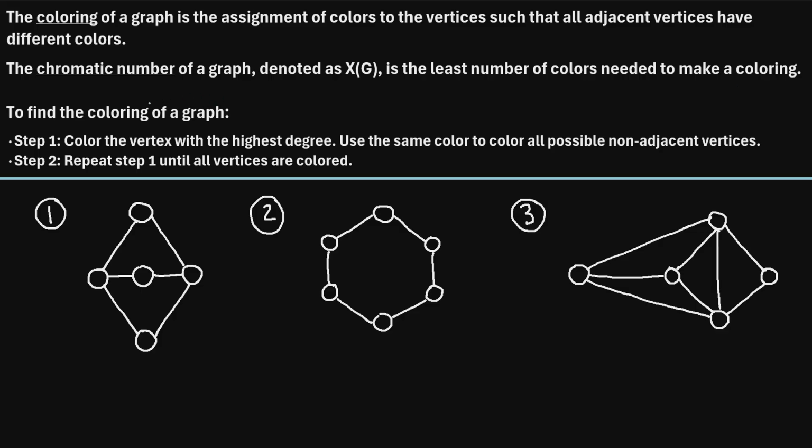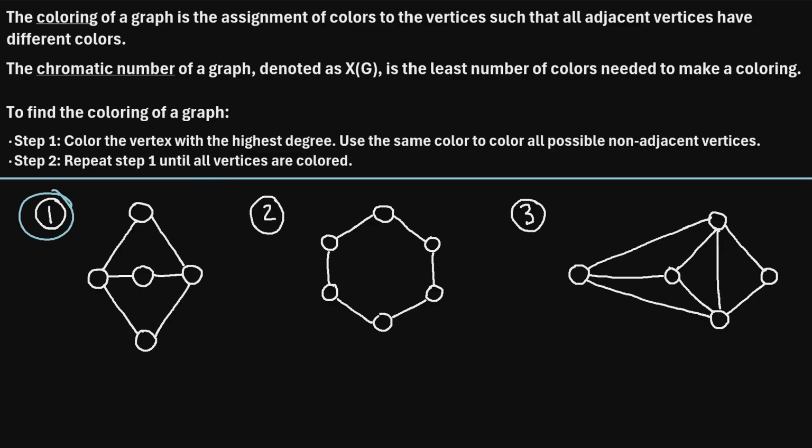Now, to actually find the coloring of a graph, we use a two-step process. The first is color the vertex with the highest degree, then use the same color to color all possible non-adjacent vertices. And step two is we just repeat step one until all of the vertices are colored. So I have three examples of graphs down here. Let's go ahead and find the coloring of each graph and the chromatic number of each graph.